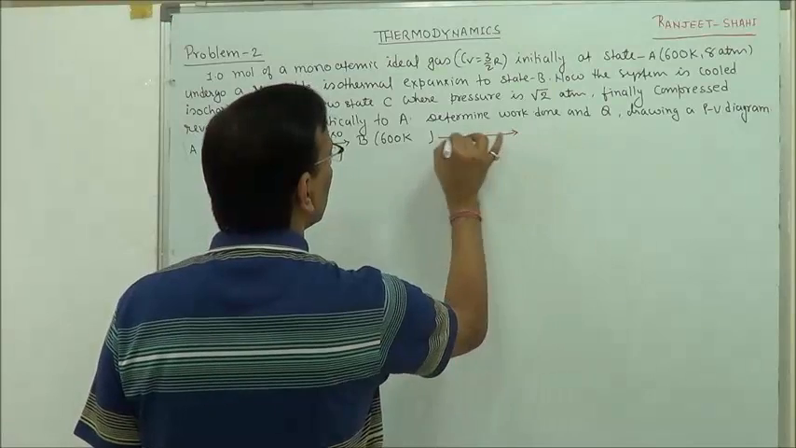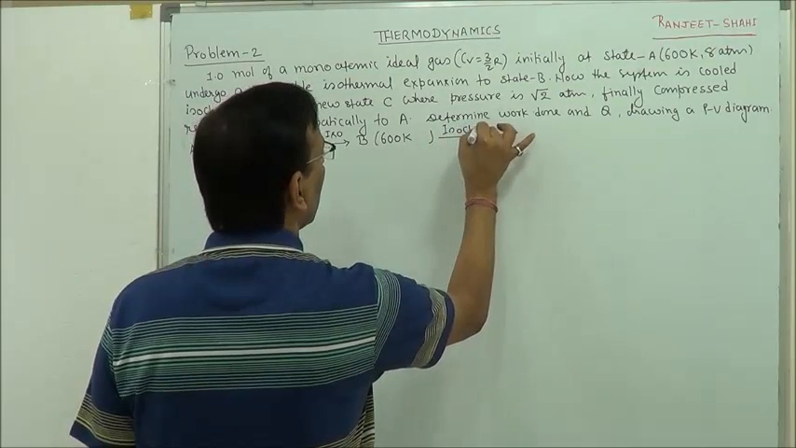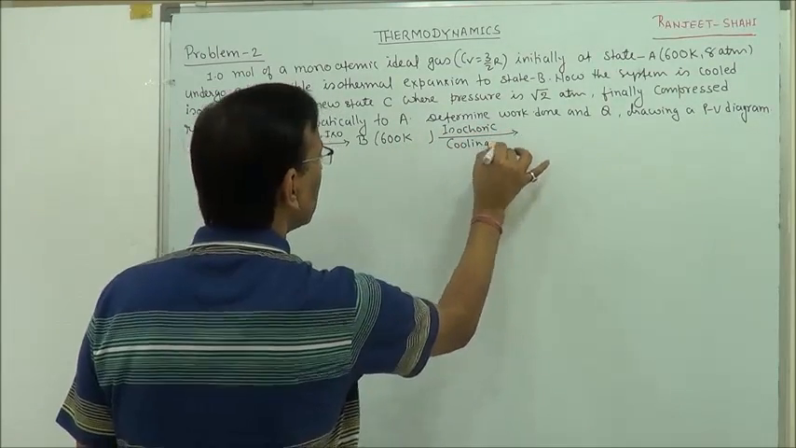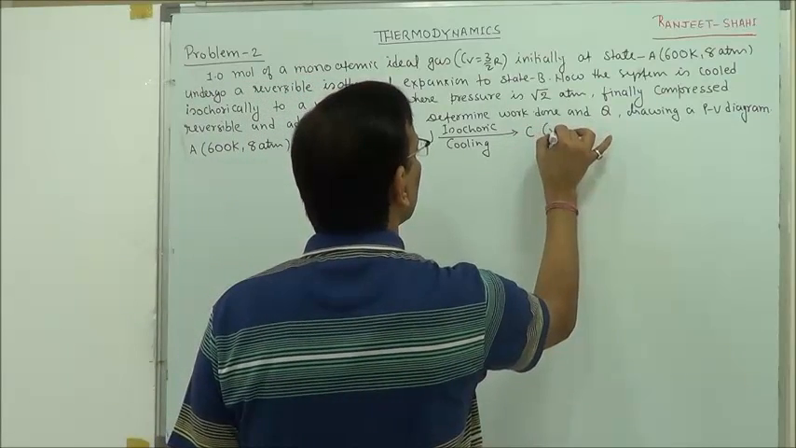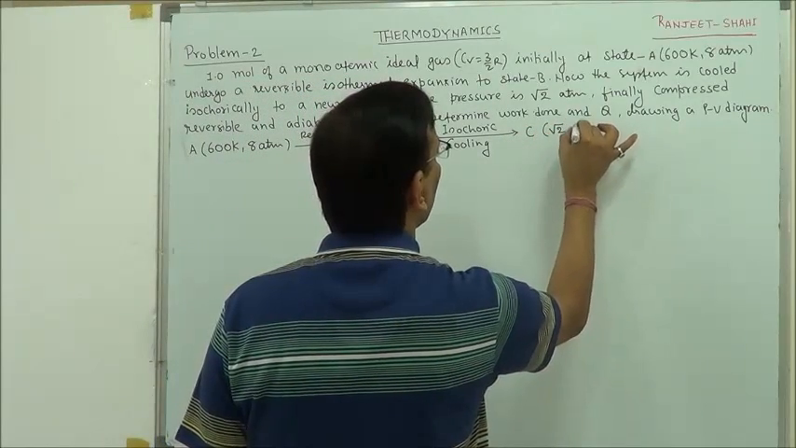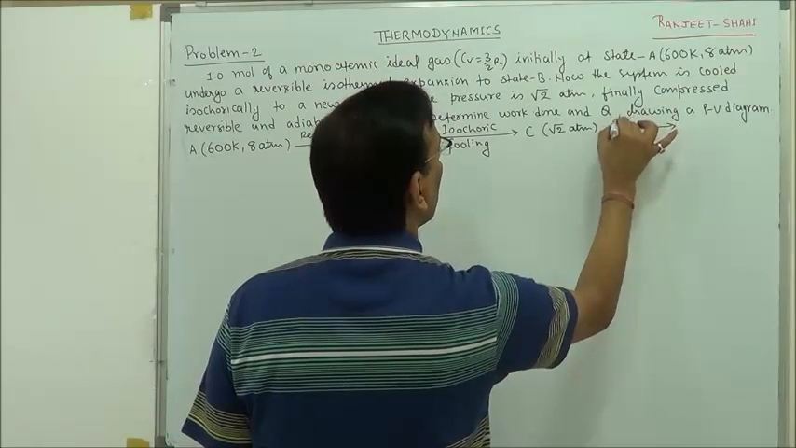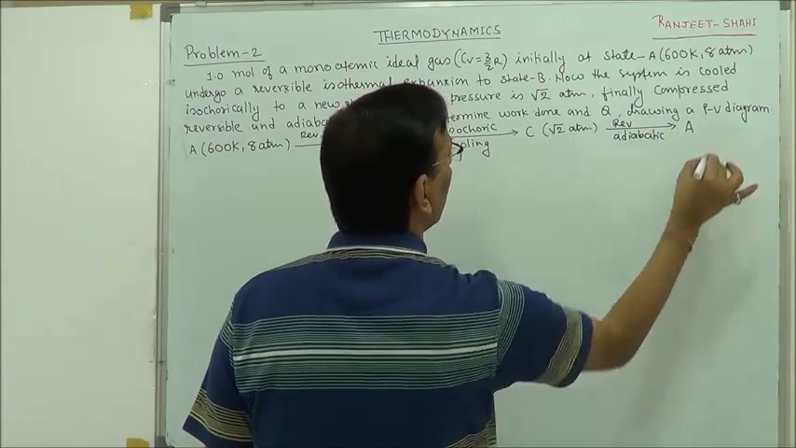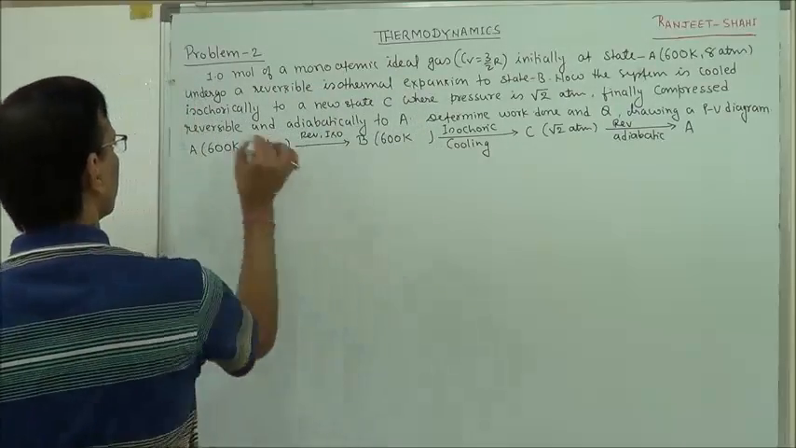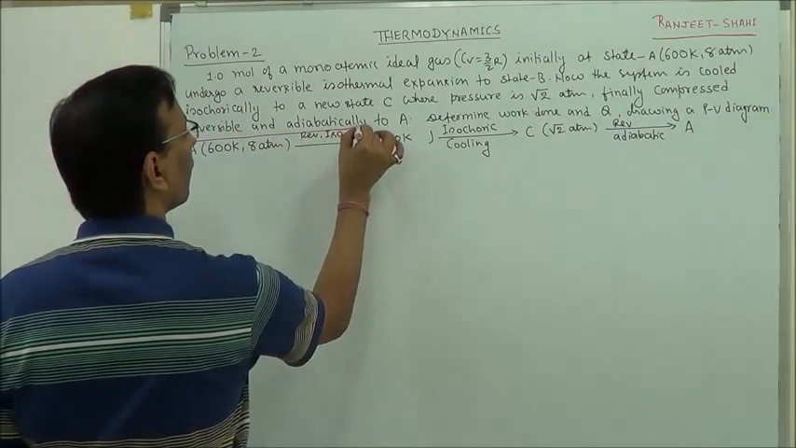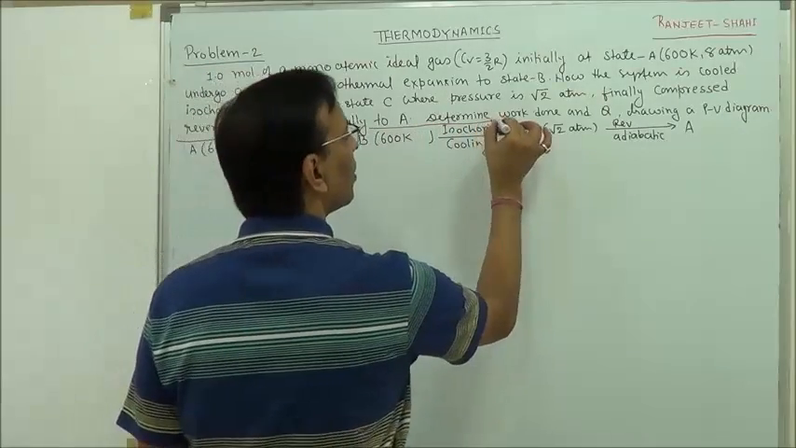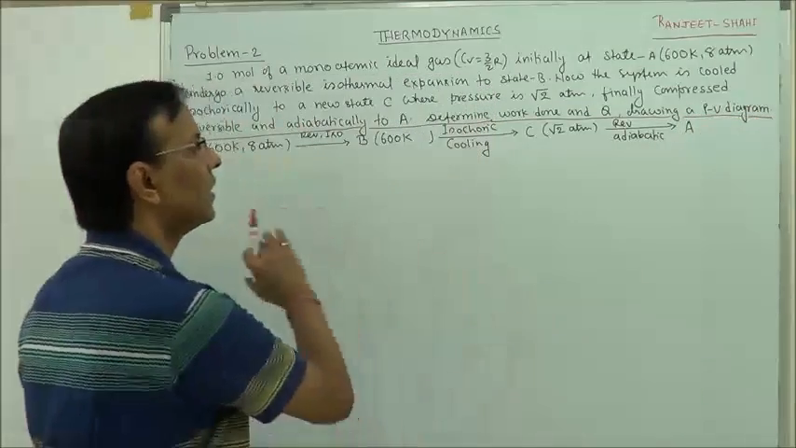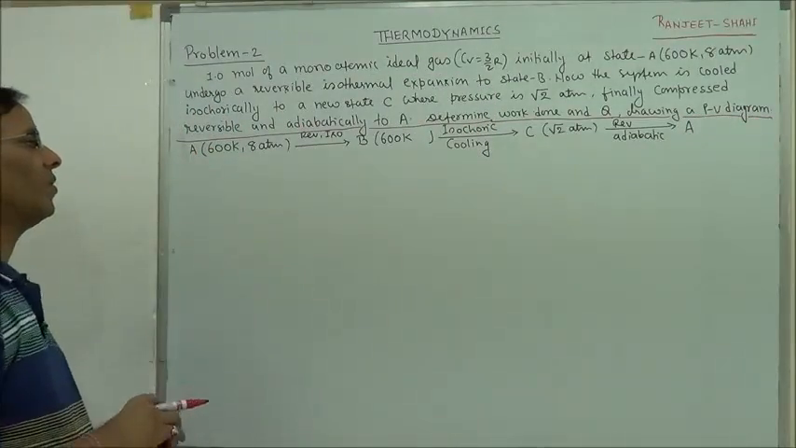Then isochoric cooling to C, where pressure is √2 atmosphere, and then reversible adiabatic to A. So this is the flow chart situation of this question.